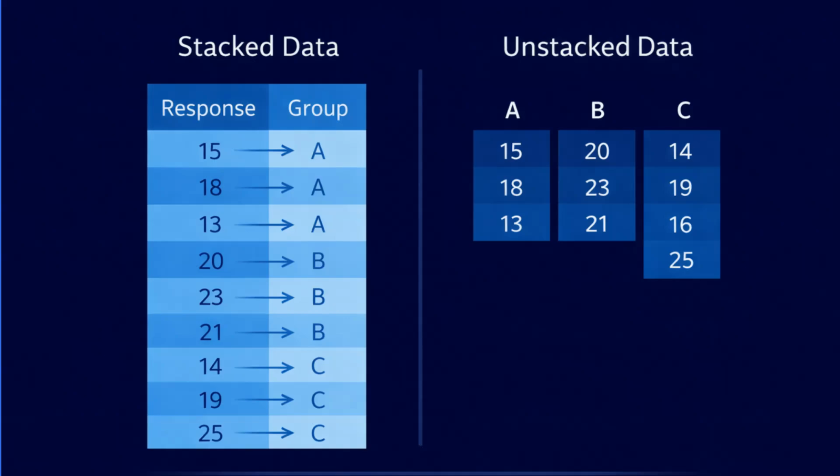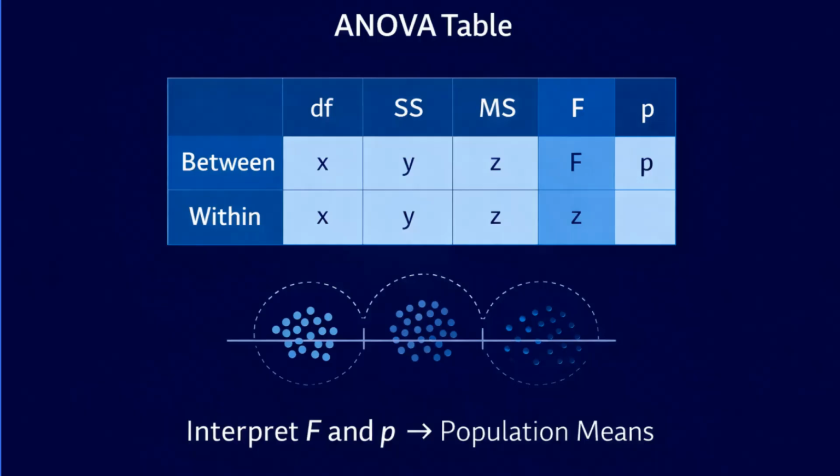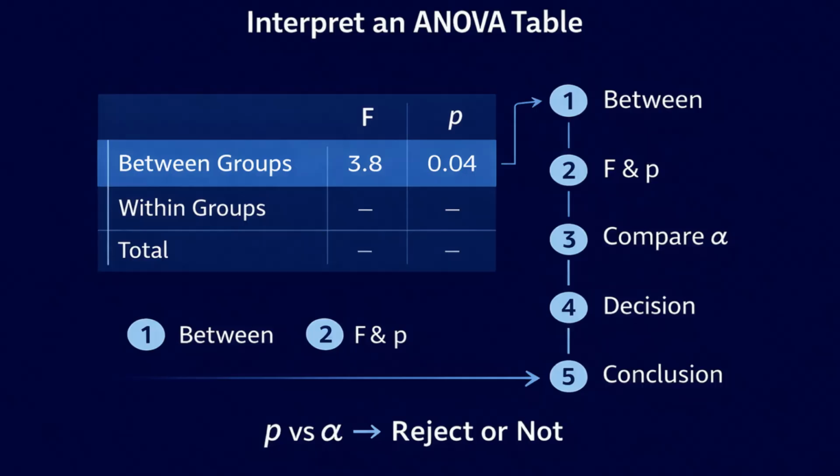The software output usually includes an ANOVA table. The table commonly includes rows labeled between groups and within groups. It also includes degrees of freedom, sum of squares, mean squares, the F statistic, and the p-value. You are not required to compute these by hand for this course. You are expected to interpret the F statistic and p-value correctly, and explain what the result means about the population means.